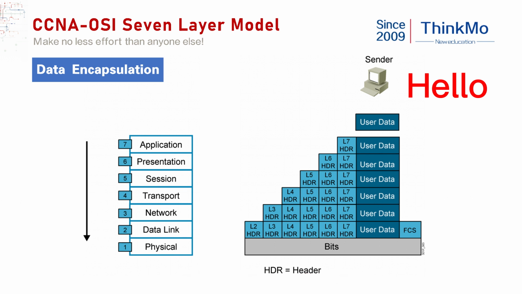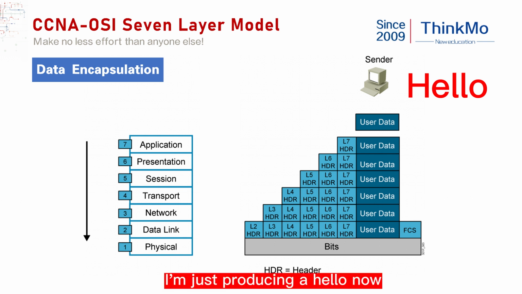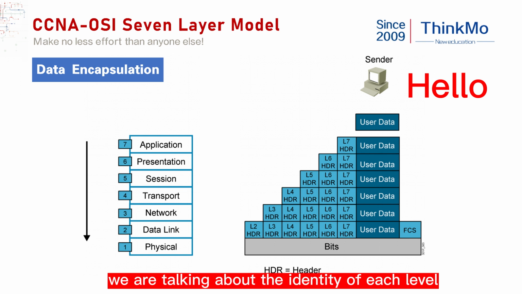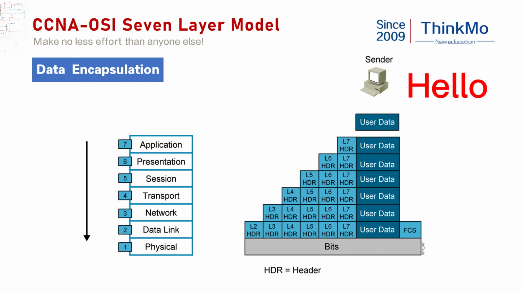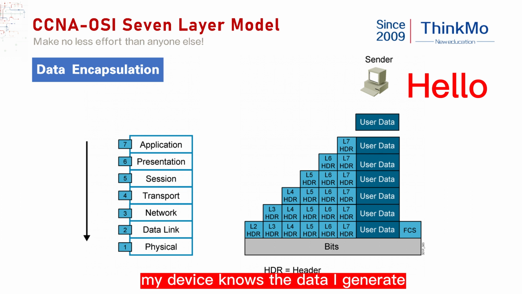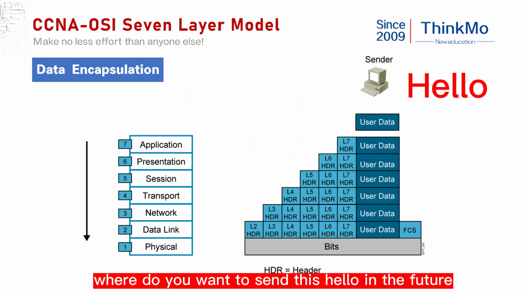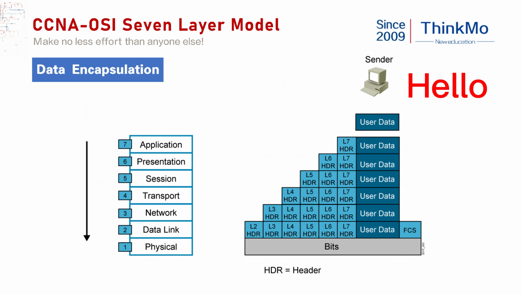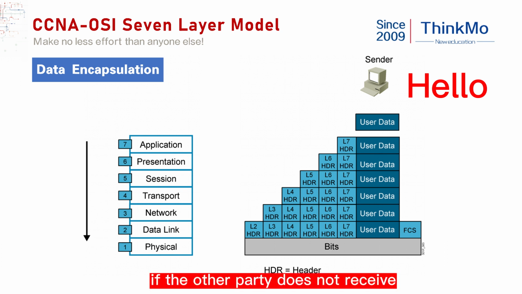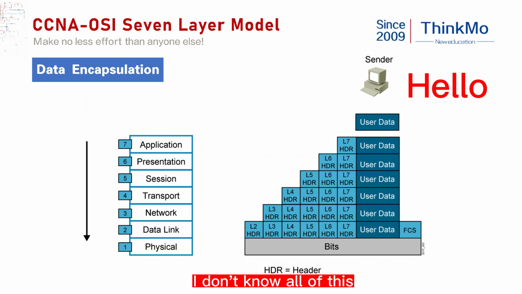Now comes the problem. Our device is just producing a hello now. If this data doesn't go through anything else, we are talking about the identity of each level. First, my device doesn't know what the hello I generated means. Second, it doesn't know who I am going to tell, or where I want to send this hello, or how to pass it. If the other party does not receive it, do I need any response? I don't know any of this.